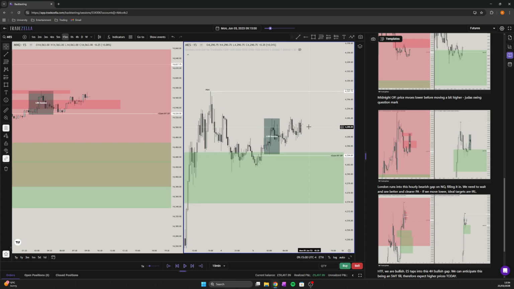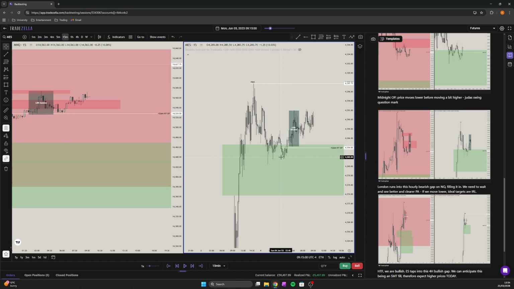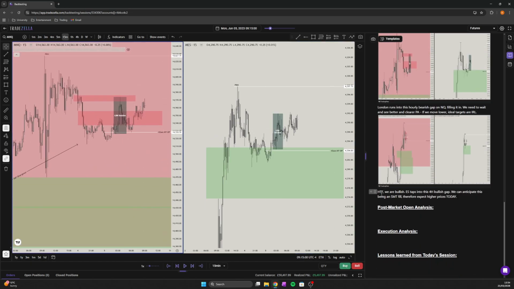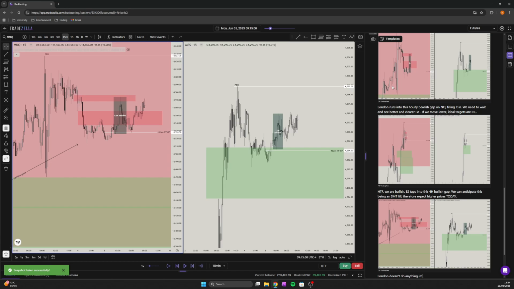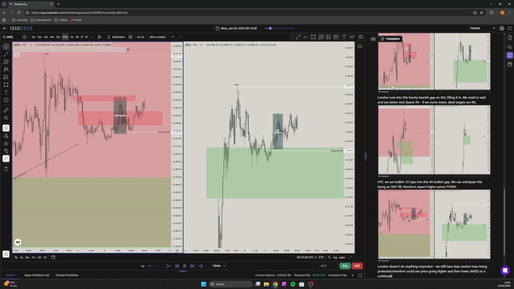At this point, London doesn't really provide anything. It doesn't take out Asia lows. Asia lows are still protected. Let's mention that. London doesn't do anything important. We still have Asia session lows being protected. Therefore, could see price going higher and then lower. So we get AMD or a continuation long.